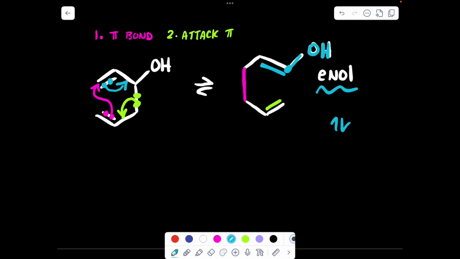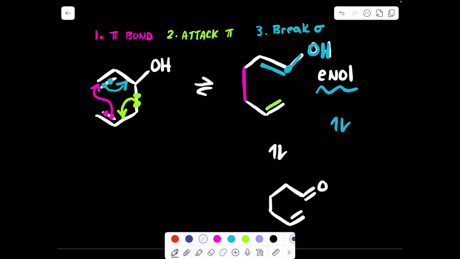And I forgot to draw in step number 3, which is to break your sigma. So our actual product is going to be the aldehyde after the shimmy, shimmy, shift, which is our tautomerization taking place. And this is your Oxy-cope rearrangement.